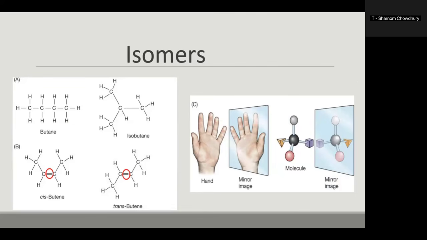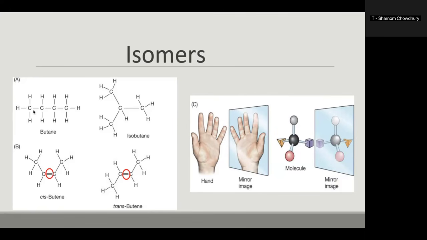So now, what are isomers? Isomers are molecules that have the same chemical formula, but their atoms are arranged differently. There are several types of isomers. There are structural isomers, as you see here. Structural isomers have constituent atoms that join differently, and as a result of that, have different chemical properties.